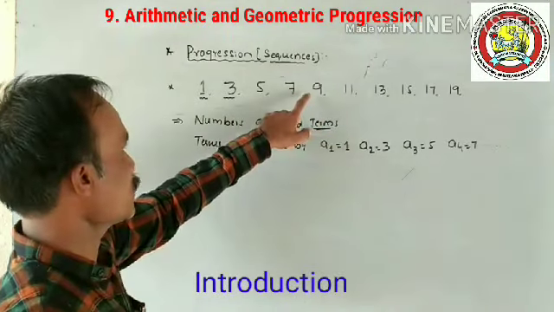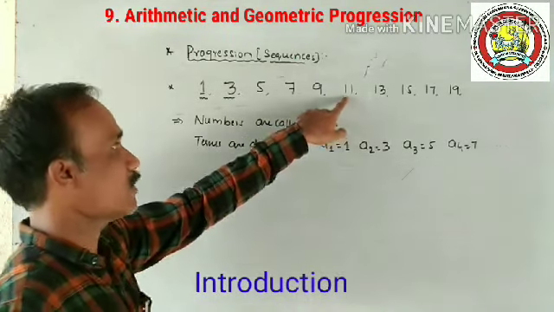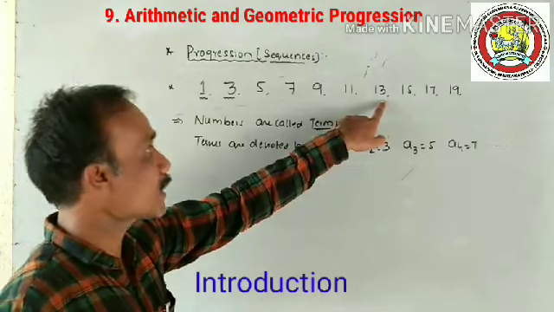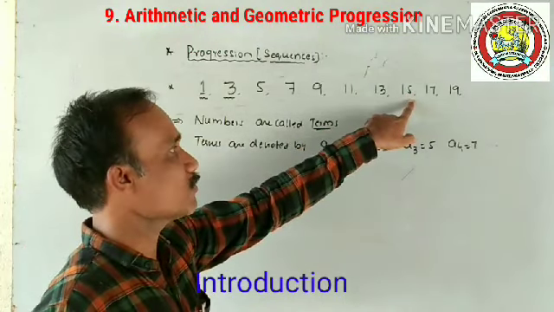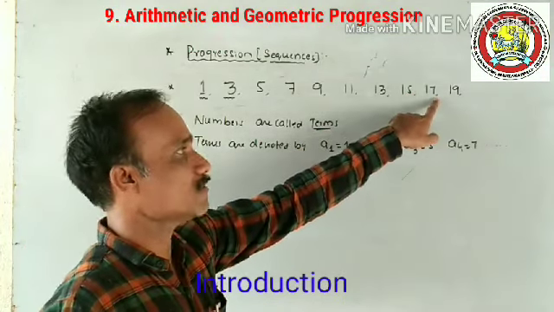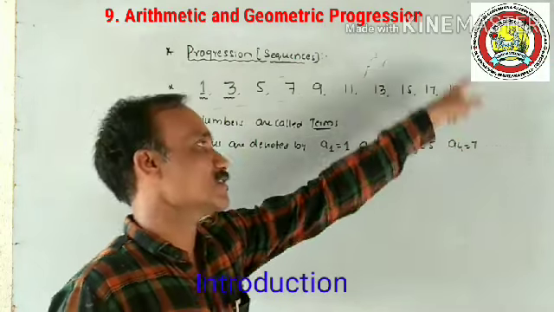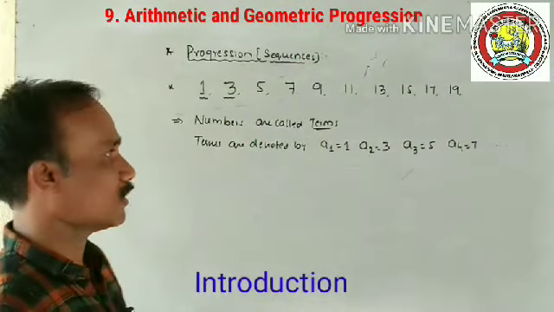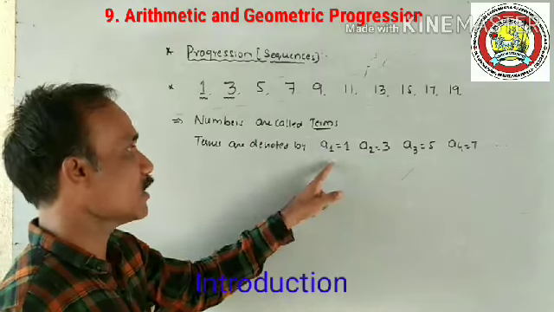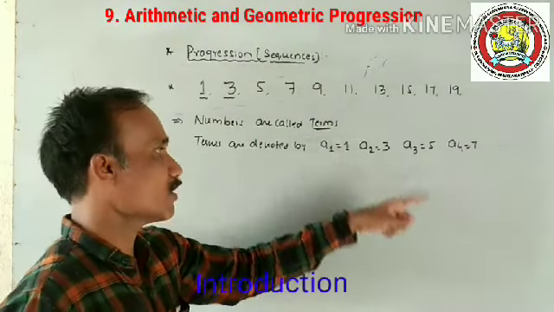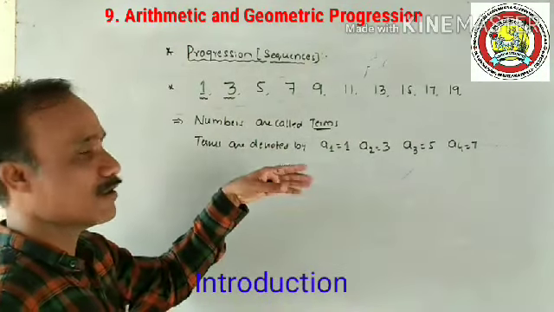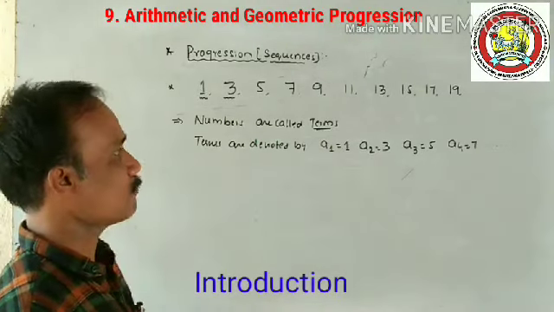Fifth term, that is 9. Sixth term 11. Seventh term 13. Eighth term 15. Ninth term 17, and similarly one by one. Yes, this is very important. Terms are denoted by A1, A2, A3. Now onwards, don't say numbers. Say terms.